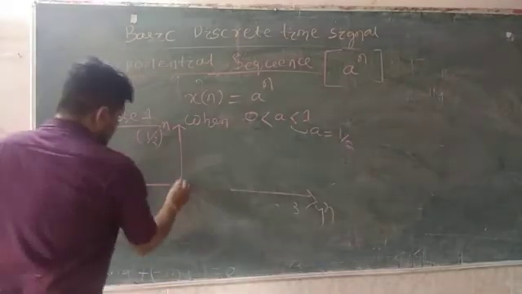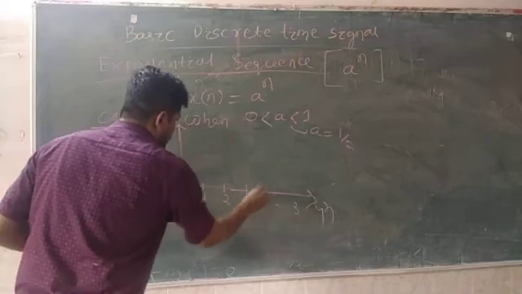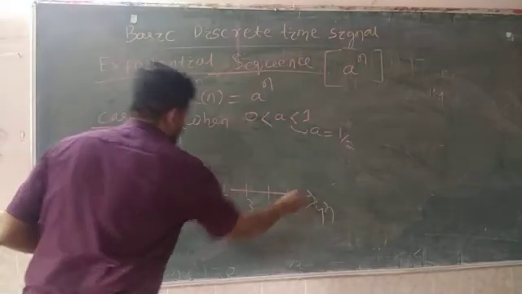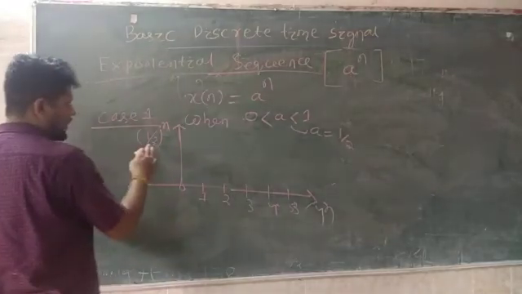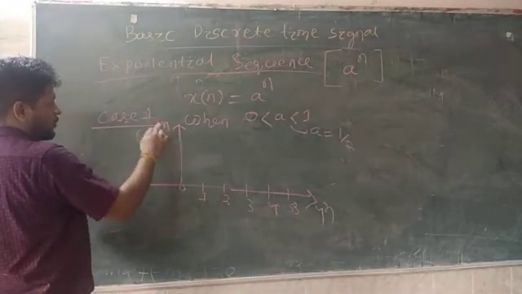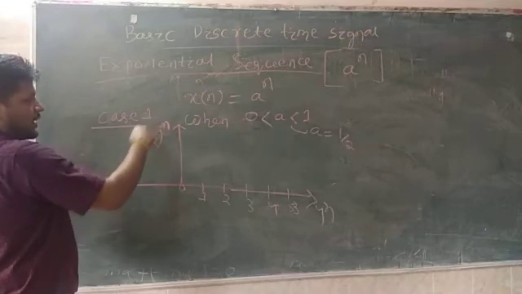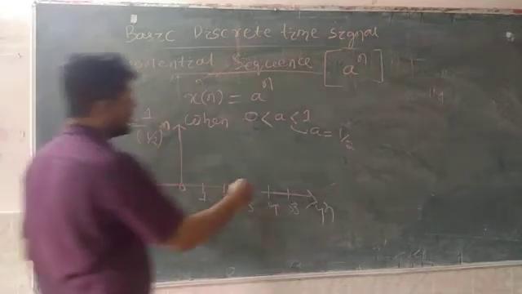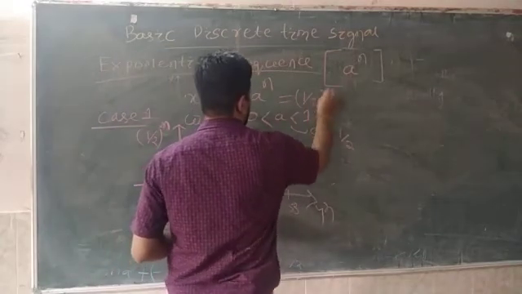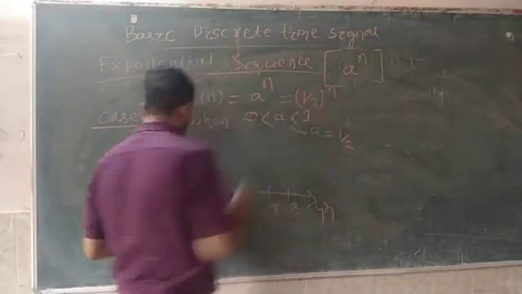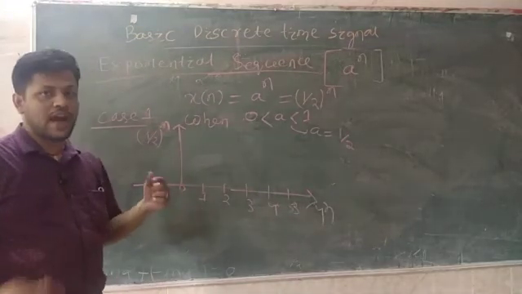So n equal to 0, n equal to 1, n equal to 2, n equal to 3, n equal to 4, like that. Obviously this is also an infinite sequence. So for n equal to 0, a is equal to half, so I am considering half to the power n. When n equal to 0, that means at the origin, half to the power 0.